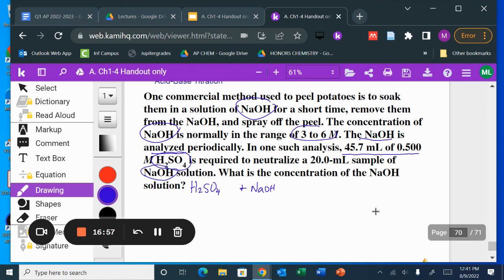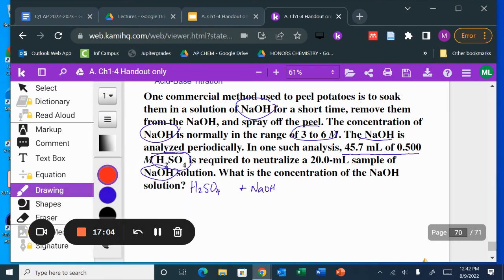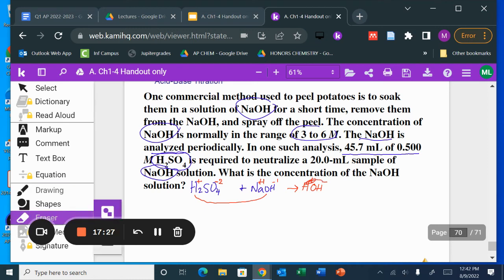So the first thing I need to do is write an equation so I can write all these givens. I'm going to write the charges so I know what to do when I'm doing the double replacement. H is a +1 each, and there are 2 of them. Sulfate's a -2. Na is a +1. OH is -1. So when I'm mixing the H and the OH, H is a +1 and OH is a -1, so I'll just make one of them, which is water. HOH is just water.